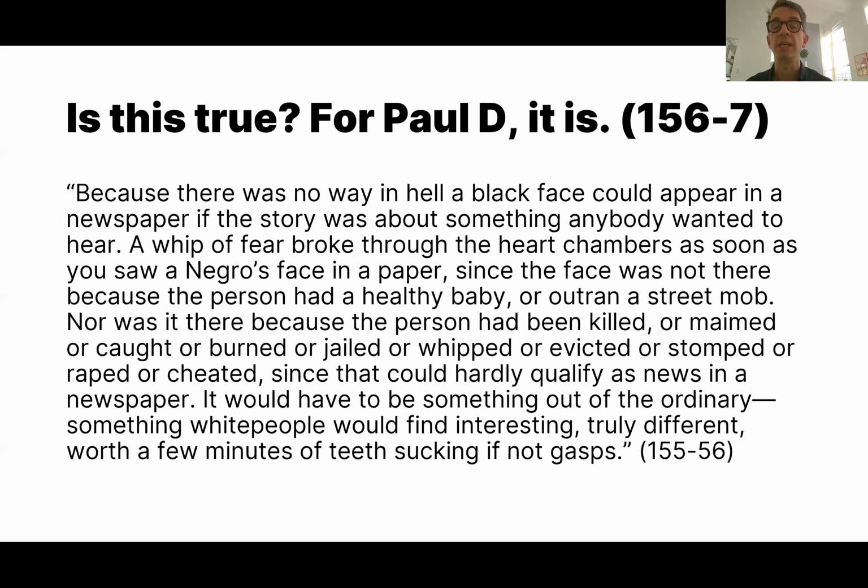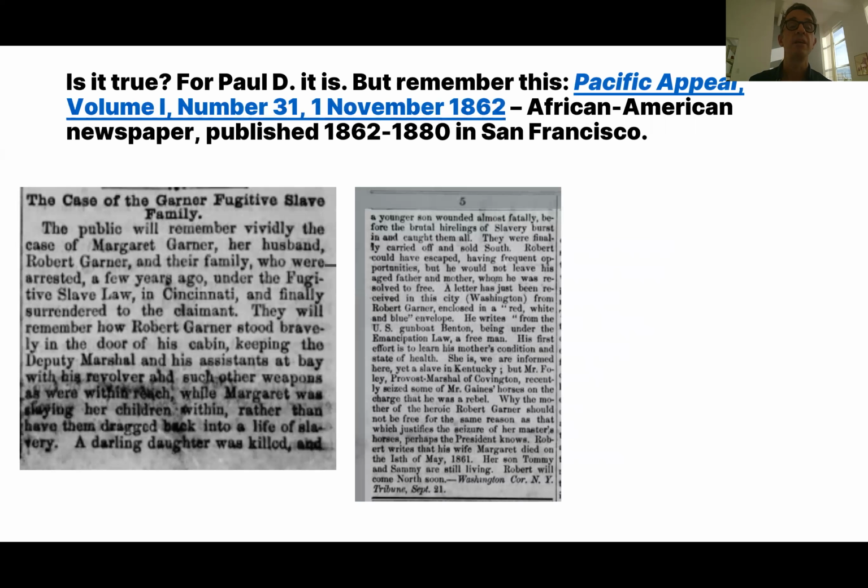He feels totally isolated. And the striking thing about it is that he's wrong. He's wrong about newspapers in this period. Again, we have the North Star, and we also have things like this. The Pacific Appeal, which I've shown to you before, is an African-American newspaper published in San Francisco, 1862 to 1880. And here is that bit where they're interviewing Robert Garner, who's the survivor of that incident with Margaret Garner, the historical Margaret Garner, who tries to kill her family and kills one member to seek to preserve their freedom. So Paul D feels isolated as well.